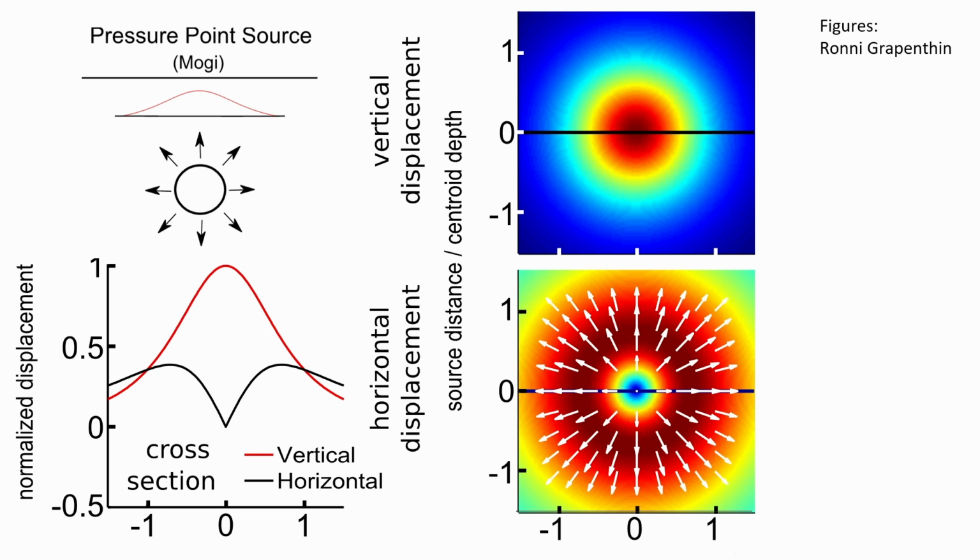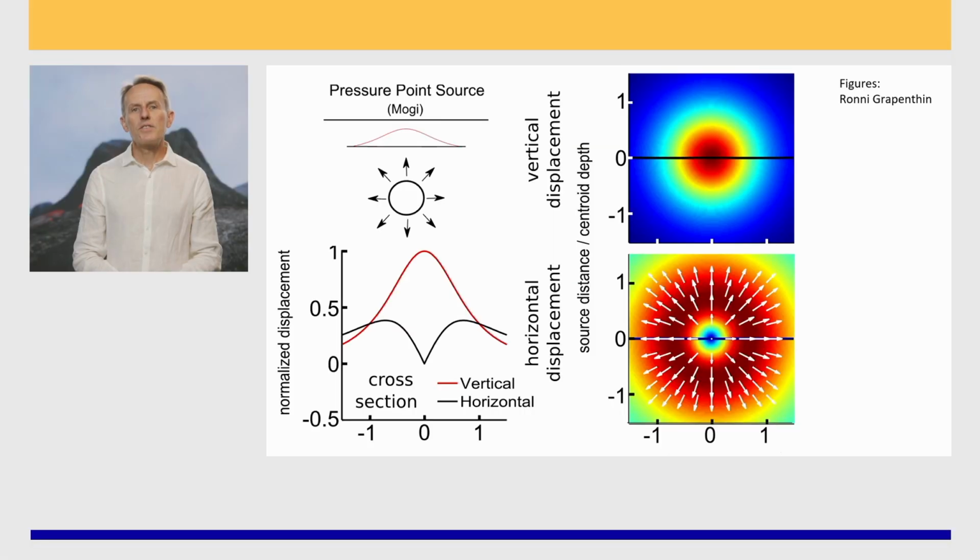The horizontal and vertical displacement fields are given in map view in the right panels. The upper one has the vertical displacement and the lower one the horizontal. The displacement fields, as shown here, are in all cases normalized to the maximum displacement. So on the cross-section, the highest value is 1, showing where the largest deformation occurs. Horizontal distances are here normalized to the respective source centroid depth.